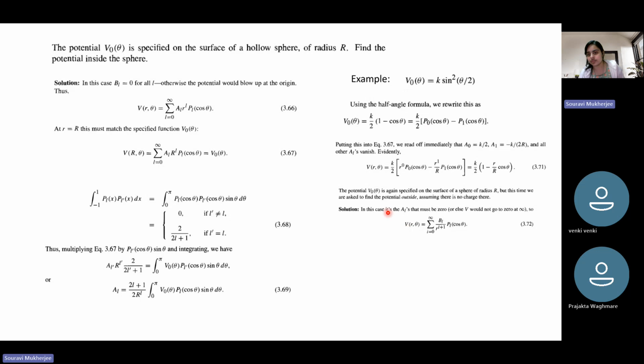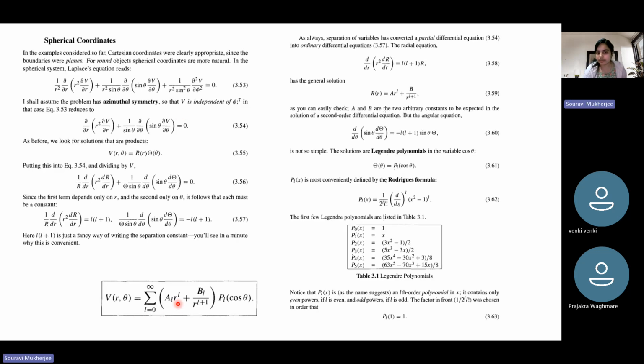Now, suppose it was asked, what is the potential outside? If the potential has to be found outside, that means your R can take any value from greater than capital R to infinity. So if R goes to infinity, this term will blow up. So in the more general form that you started with, this term cannot be there, and only these terms will be present. Because if R goes to infinity, this will blow up. So this is not there.